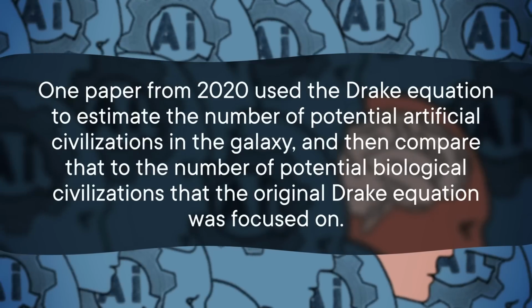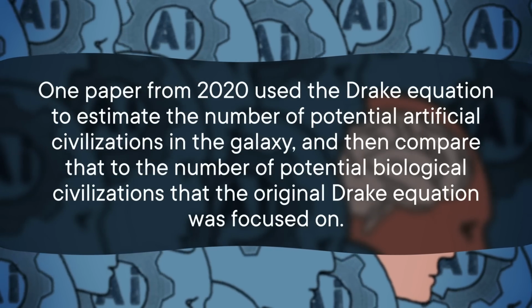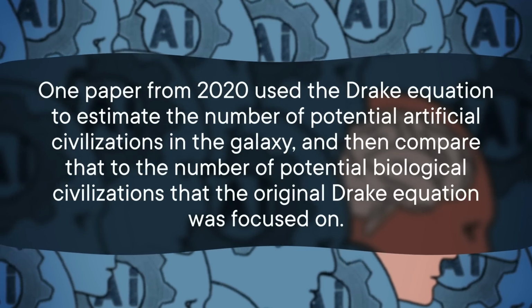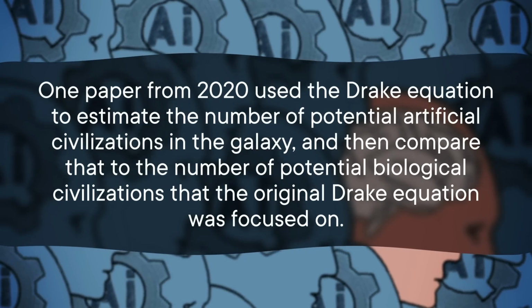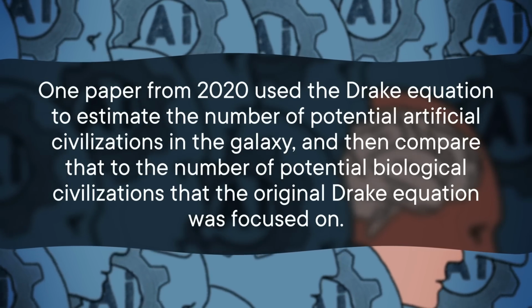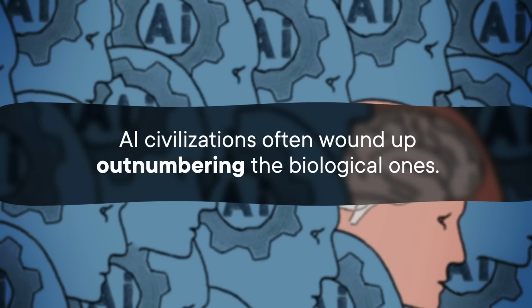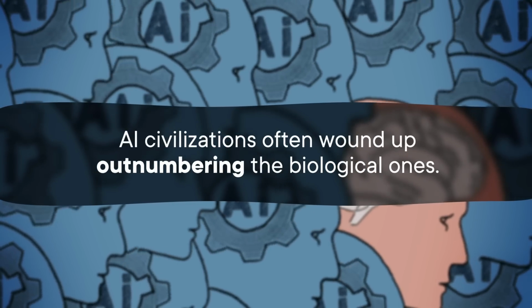Well, maybe. One paper from 2020 used the Drake equation to estimate the number of potential artificial civilizations in the galaxy, and then compare that to the number of potential biological civilizations that the original Drake equation was focused on. AI civilizations often wound up outnumbering the biological ones, so our search for life may actually be more likely to turn up super incredibly intelligent computers, which is a really wild concept, and also a very creative use of the Drake equation. But again, not really what Drake had in mind with the original.